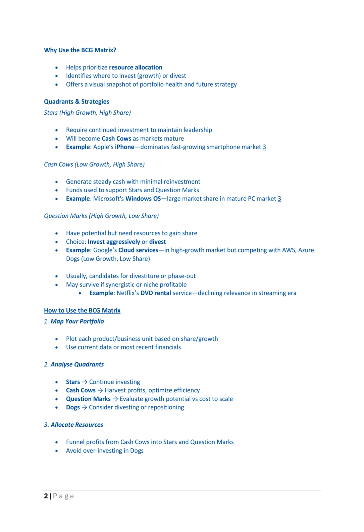To use the matrix effectively, first map your portfolio by plotting each unit based on their market share and growth using current data. Next, analyze each quadrant: keep investing in stars, harvest profits from cash cows and optimize efficiency, carefully evaluate if question marks should grow or be divested, and consider divesting or repositioning dogs. Finally, allocate resources by channeling profits from cash cows into stars and promising question marks while avoiding overinvestment in dogs.